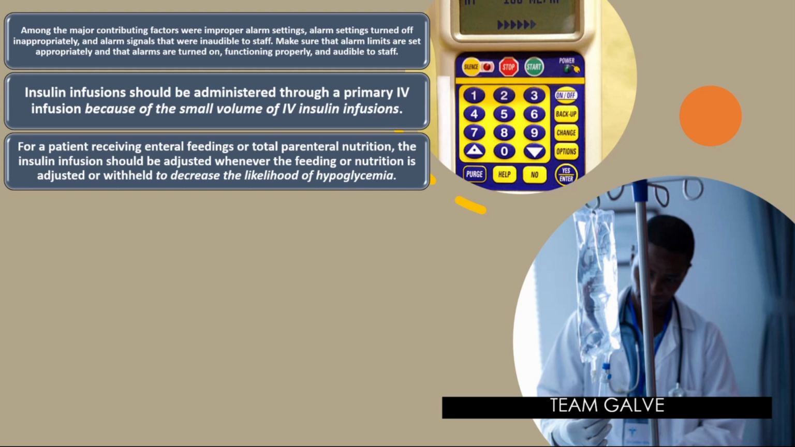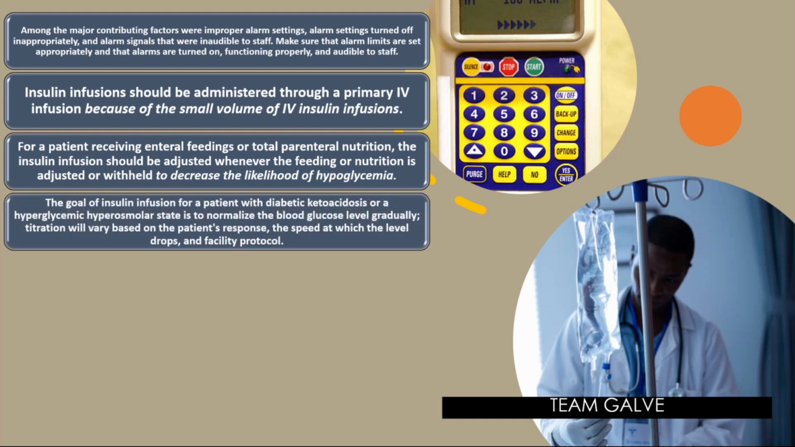Alright? At kapag may ganon, dalawang high alert, about TPN, saka dito insulin, magkaibang linya po, hindi sila magkasama sa isang infusion pump, sasakalin kita. The goal of insulin infusion for patients with diabetic ketoacidosis or hyperglycemic hyperosmolar state is to normalize the blood glucose level gradually. Titration will vary based on the patient's response, the speed at which the level drops, and facility protocol.